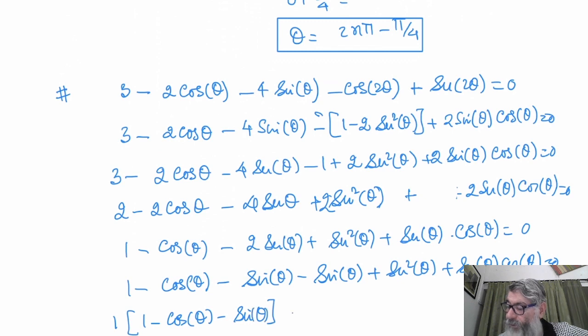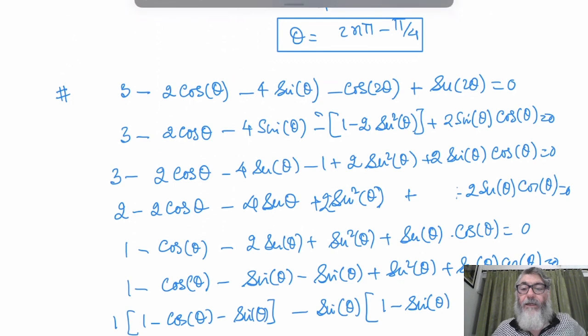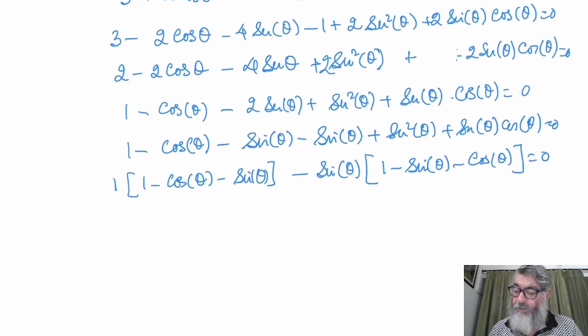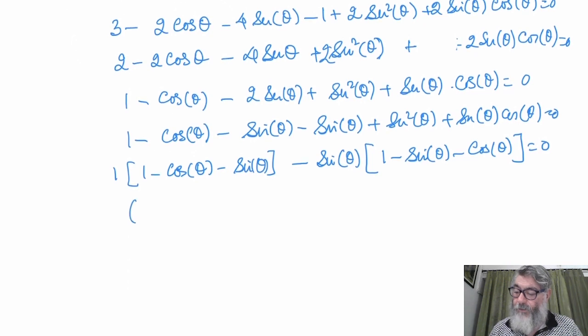It is important to understand here that for factorizing we broke up 2 sine theta minus 2 sine theta as sine theta. We broke up that sine theta and sine theta, and then when the 6th term became, we made the factors. Factors were 1 minus sine theta and 1 minus cos theta minus sine theta is equal to 0. Number 1.